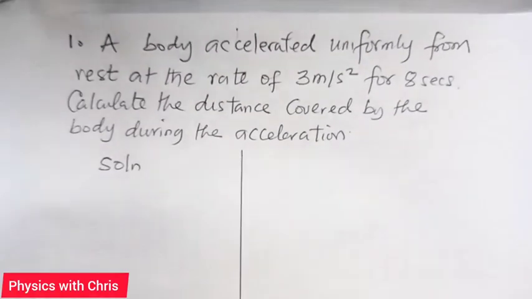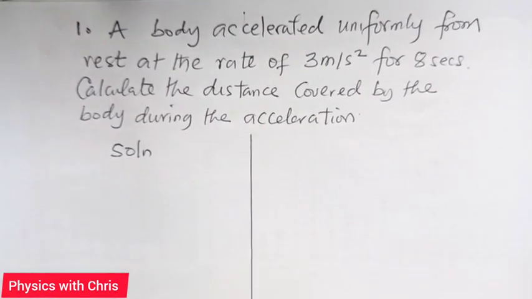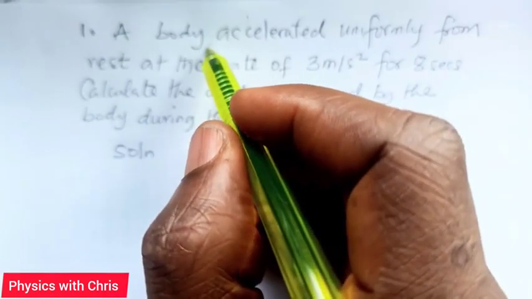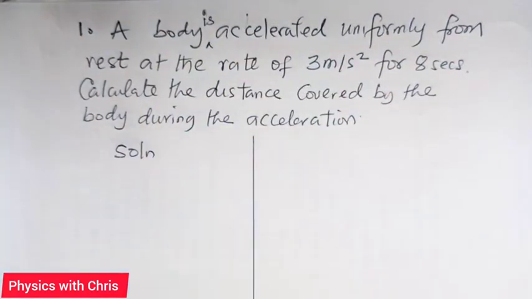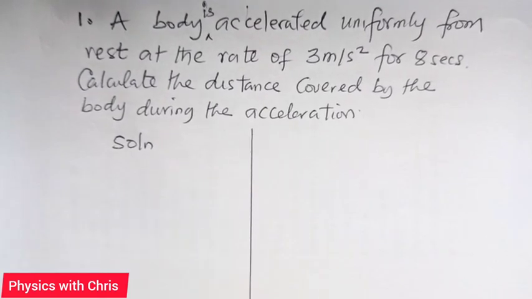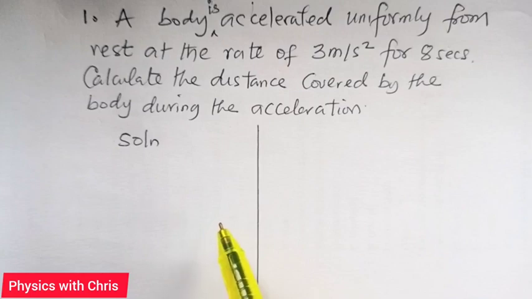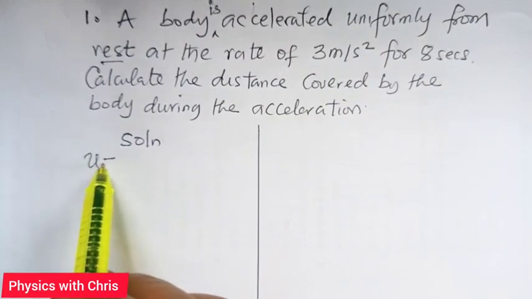The example here says a body is accelerated uniformly from rest at the rate of 3 for 8 seconds. Calculate the distance covered by the body during the acceleration. So let me start by writing down the known variables or parameters, including the unknown. The question says from rest, that gives my initial velocity or speed as 0.